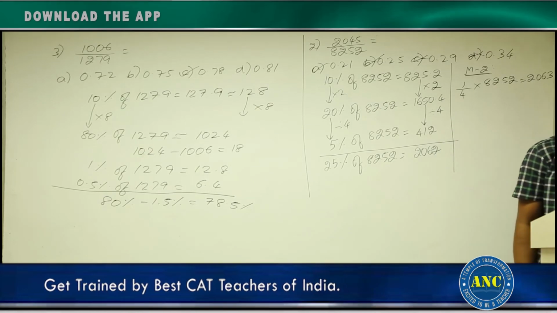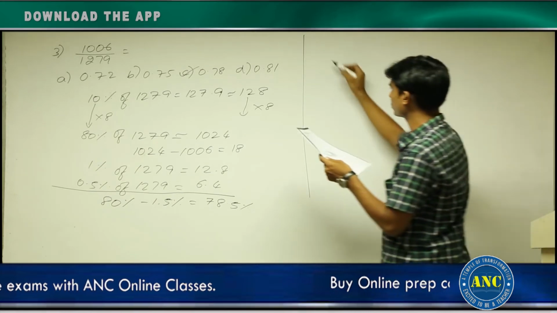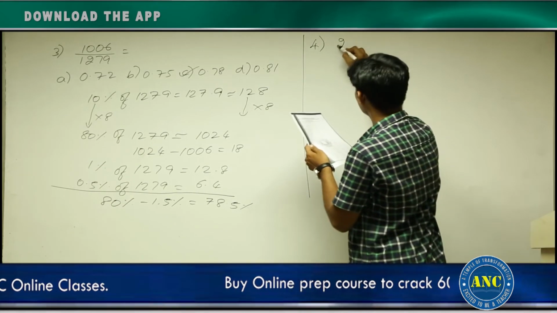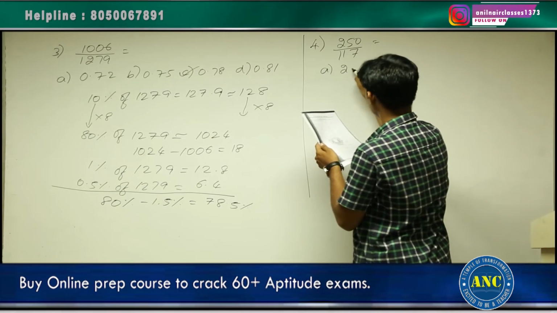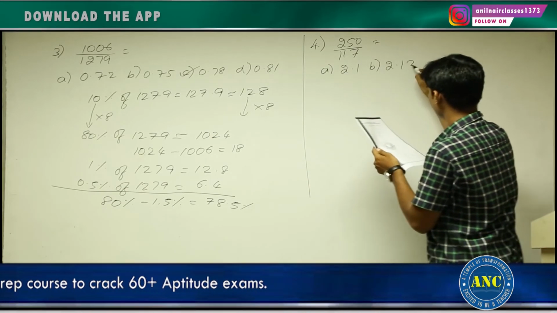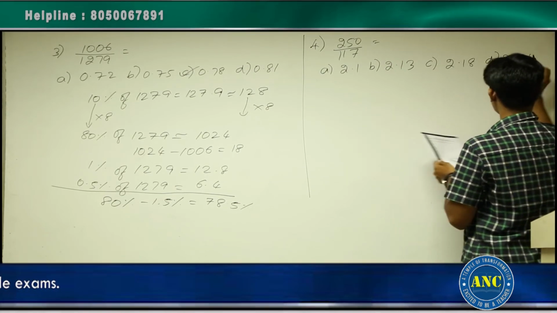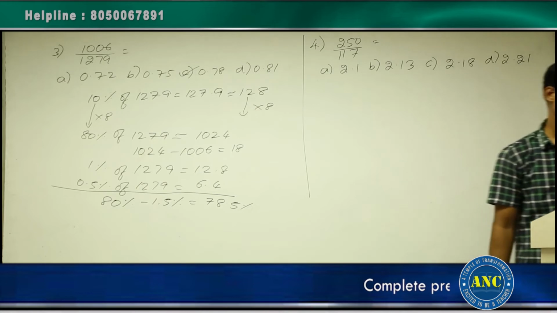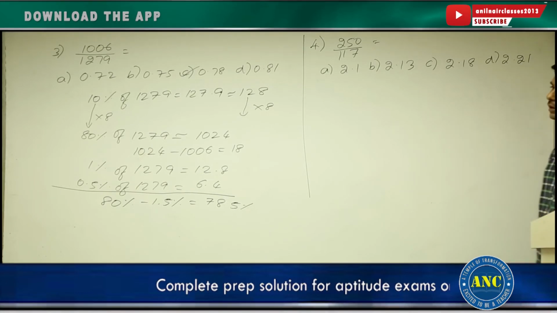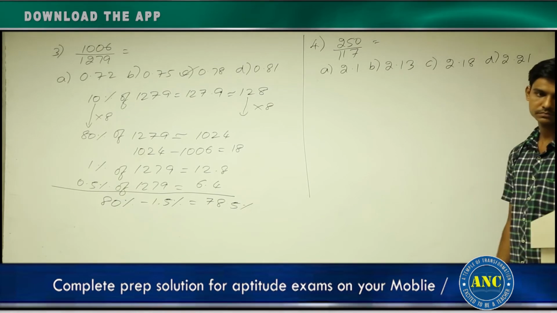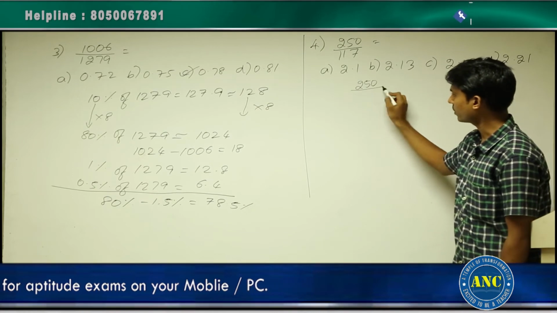One more question. Last question we will solve, then we will move on to the problems. Please see here. Please write down this question. Fourth one. 250 divided by 117. Options: 2.1, 2.13, 2.18, 2.2. Okay, please listen here. 250 divided by 117.